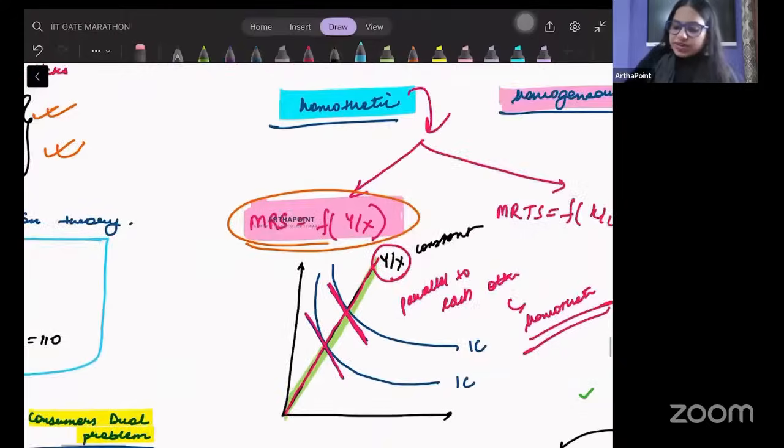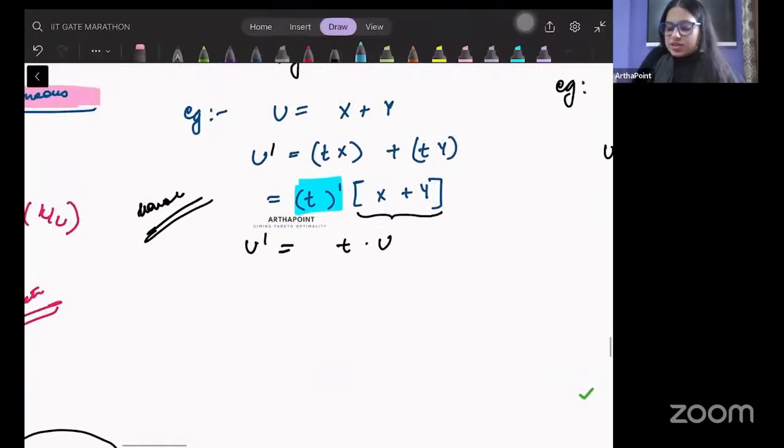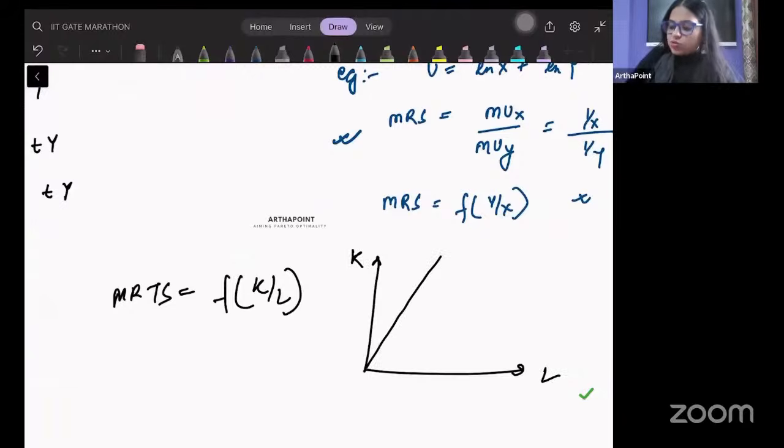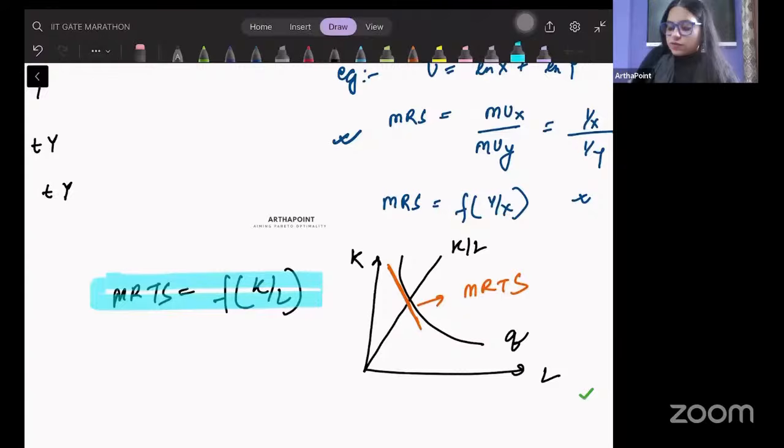So if it is a homothetic function, beta, MRTS is a function of K by L. Whatever comes on the y-axis, K is coming here, L is coming here. So if I find this ray through the origin, that becomes K by L. This is my isoquant, and you just have to go ahead and find the slope. So that is the MRTS. So we will say MRTS is a function of K by L.